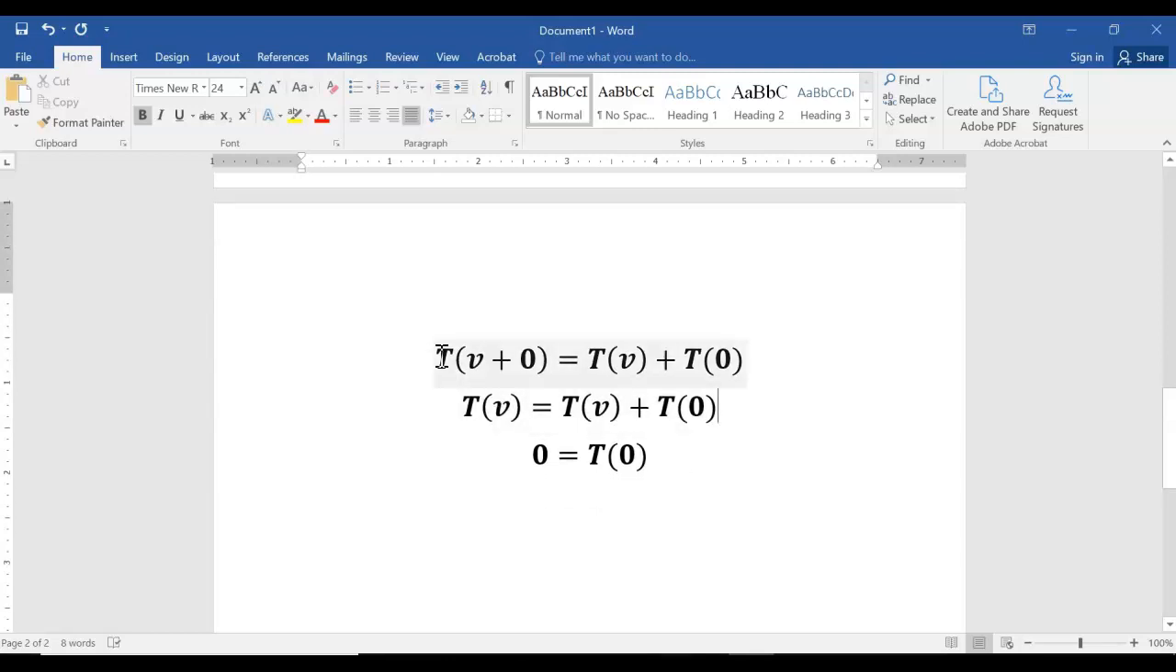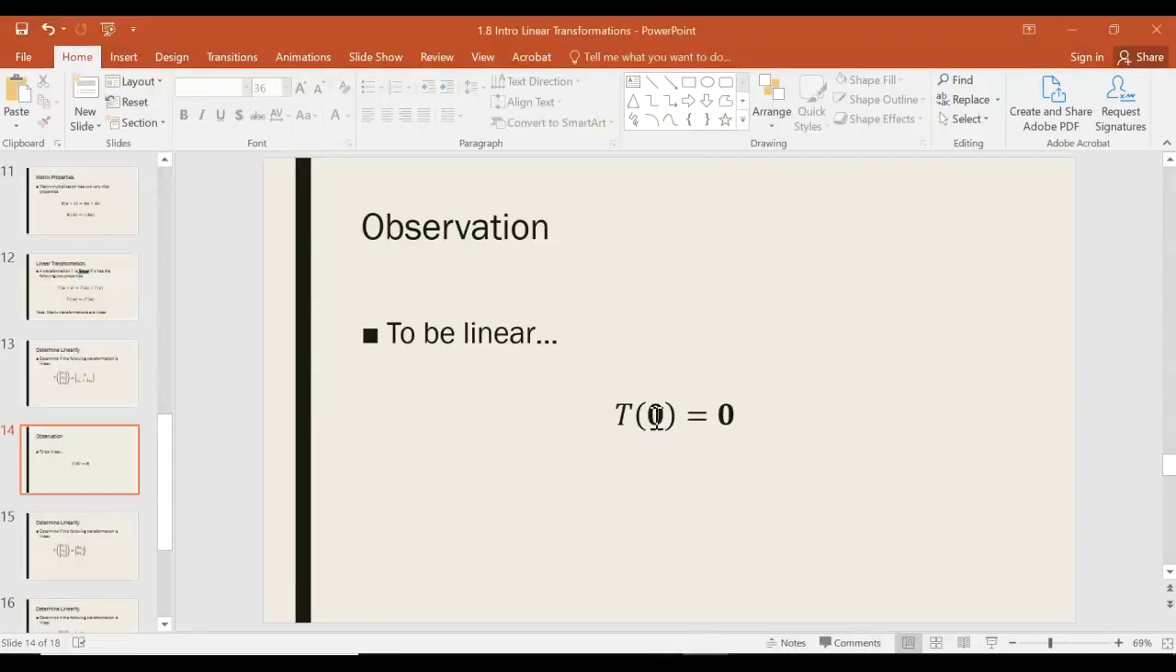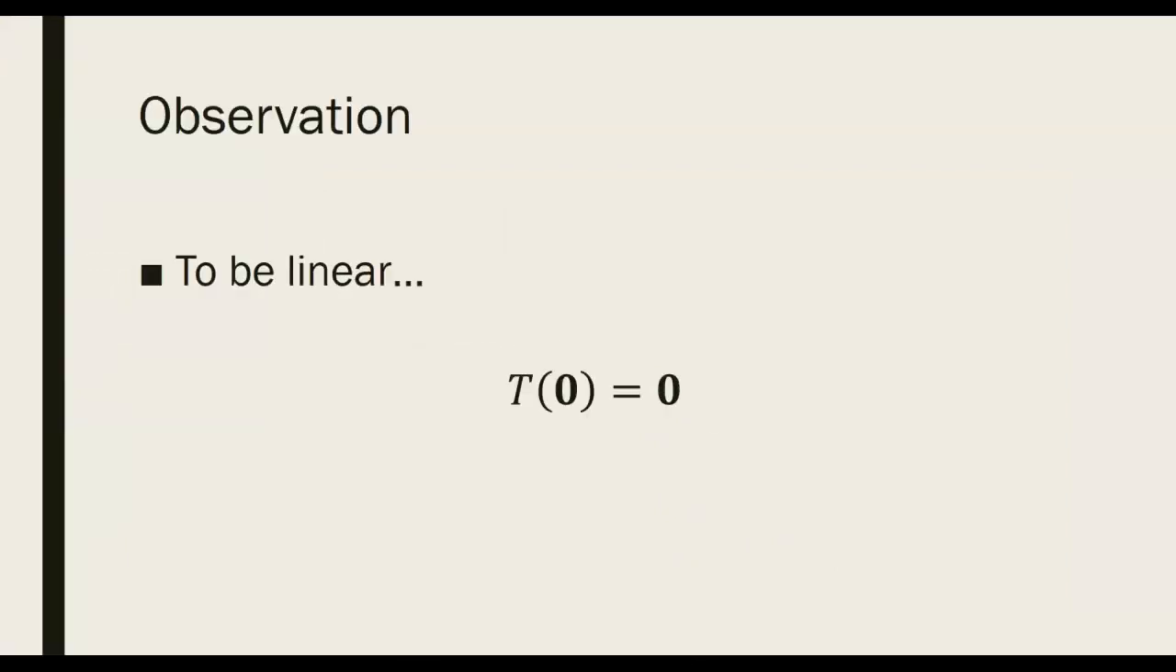So in order to be linear, we have to have this. Not just with the 0 vector, but with any vector, we have to have that, but in particular with the 0 vector, we have to have that. So subtract t of v from both sides. It forces the 0 vector to be transformed into the 0 vector. So in order to be linear, the 0 vector has to be transformed into the 0 vector. Again, like I said, this may be a three-dimensional 0 vector to a two-dimensional 0 vector, or vice versa, but it's still 0 vector to 0 vector.